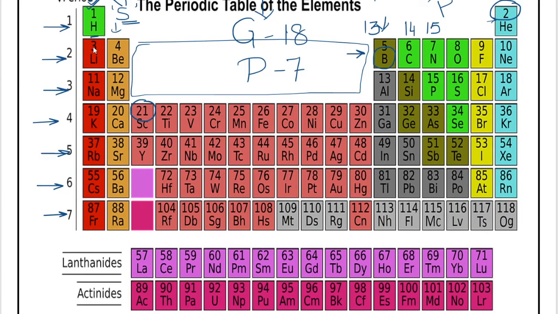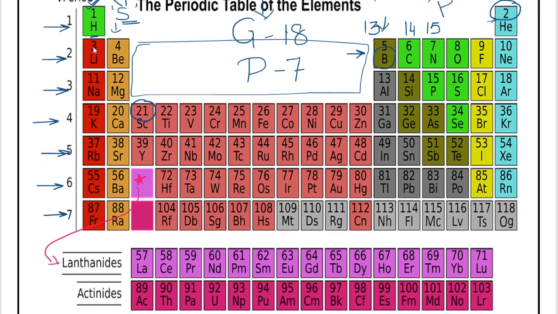So this right here is where we have the first row of F block. So my dear friends, what happened was, after barium, the scientists found lanthanum, and lanthanum had an atomic number of 57.